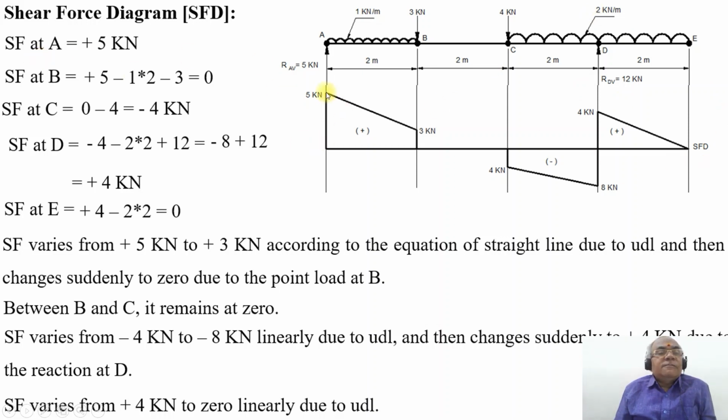So SF at A is plus 5. SF at B is plus 3, it reduces to 0. Between B and C, it remains constant. At C, because of the point load acting downward, it becomes minus 4.